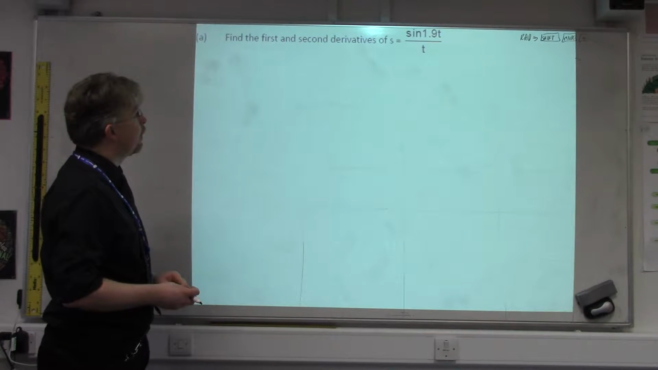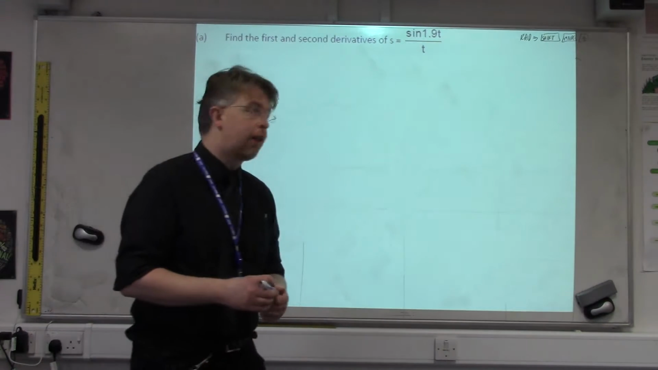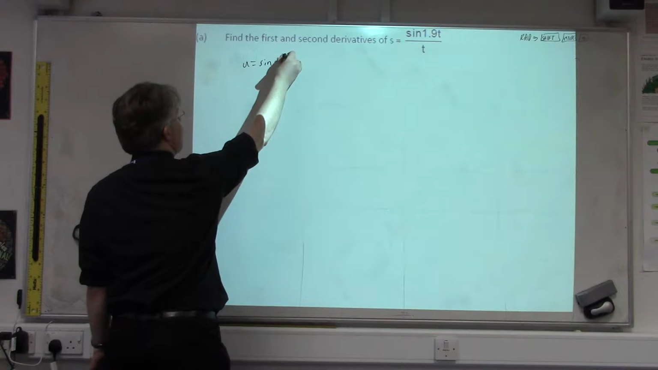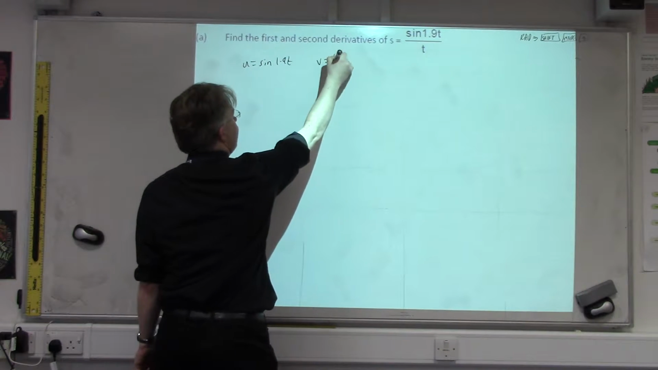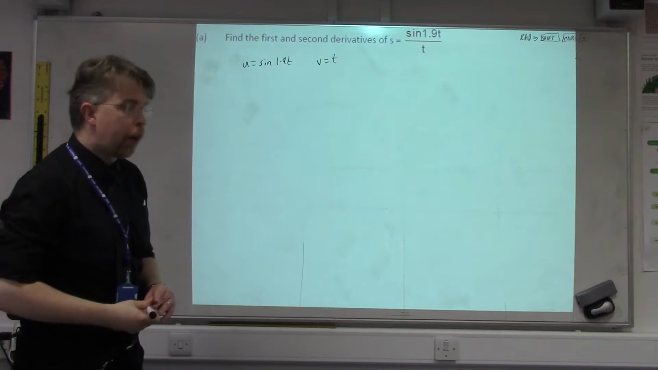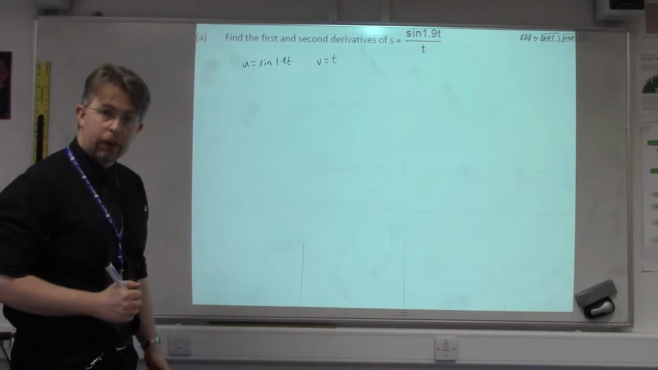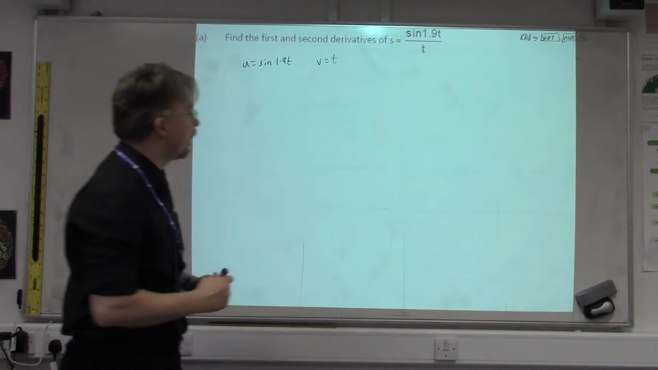Right, so as we've been doing for the last few sections, we need to find the first and second derivative. In this case, we've got u equals sine of 1.9t and v equals t for a quotient rule. So we've got a quotient, a fraction, to differentiate, so we need to assign u for the numerator and v for the denominator.